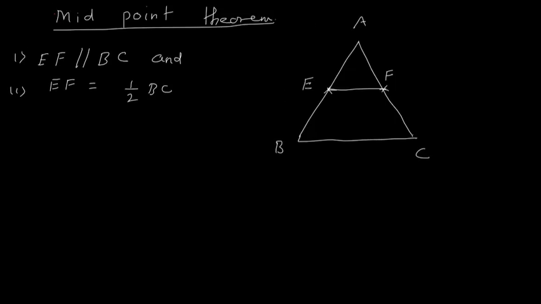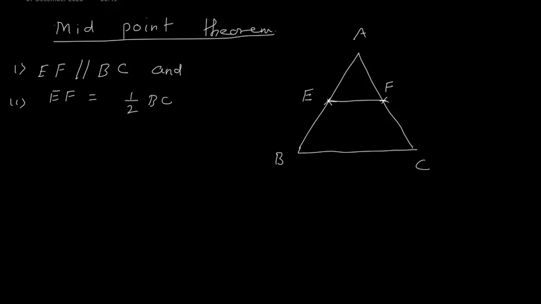Let us prove it. For proving this, I will draw a line parallel to BA from point C. So we will draw one segment, say this is CG, and then I will extend this EF, which cuts this CG at some point, say H. This is our construction. You can write construction.